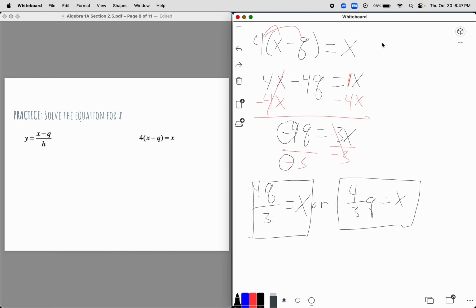Okay, first thing that we did was we did the distributive property, and we distributed that 4 across. Okay, the next thing we did was we subtracted 4x from both sides. And then the last thing we did was we divided both sides by -3, okay, in order to get that 4/3 times q equals x for our answer.